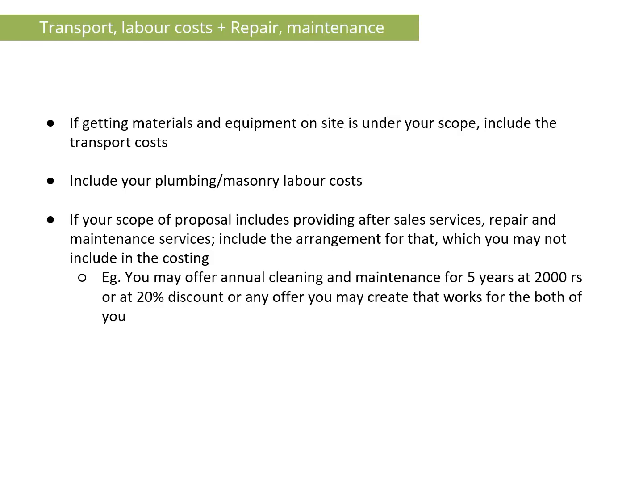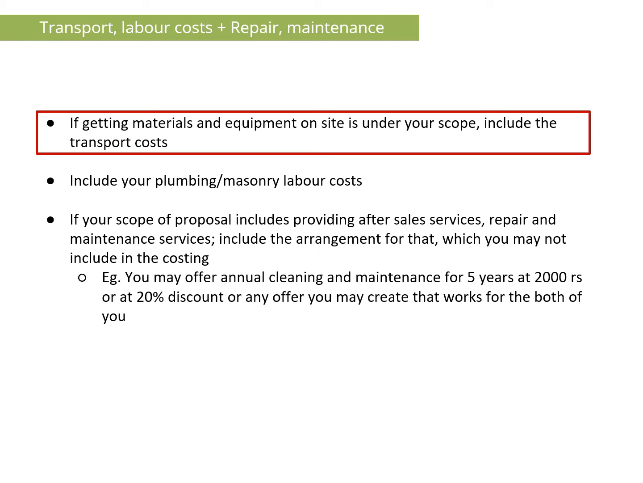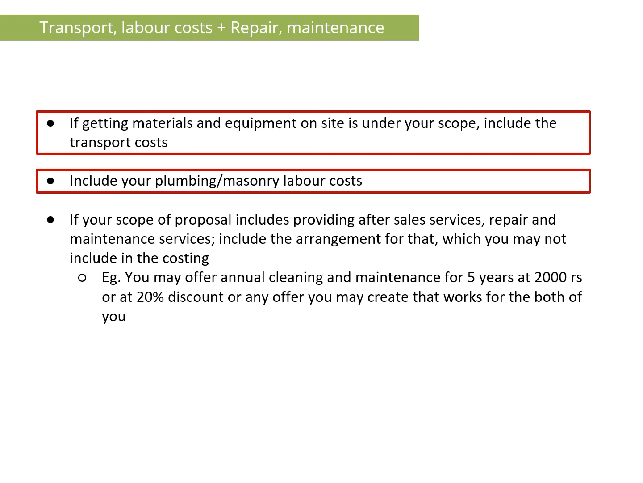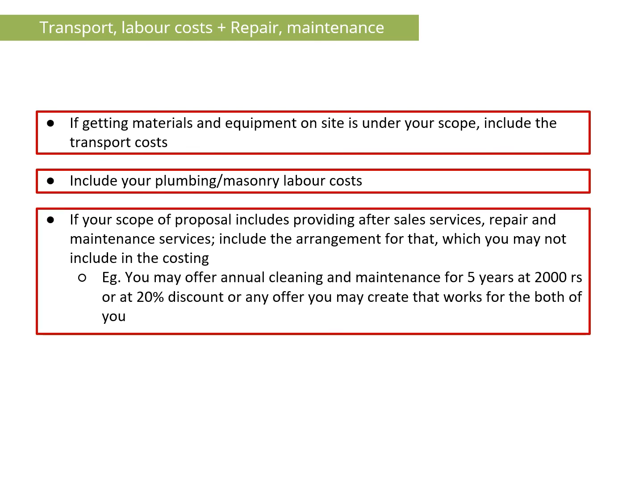In the scope of the proposal, if you are getting materials and equipment on site, then you have to include the transport costs. You also have to include your labor charges. And if you are providing after-sale services, repair and maintenance services, you have to include the arrangement of that. You also have to mention the same in the proposal. For example, you may offer annual cleaning and maintenance for 5 years at rupees 2000, or at 20% discount, or any offer you create that works for both parties.